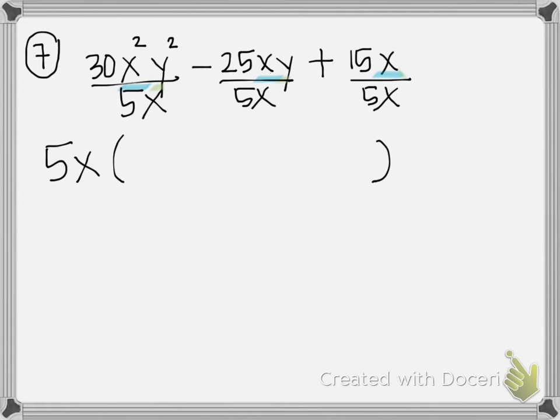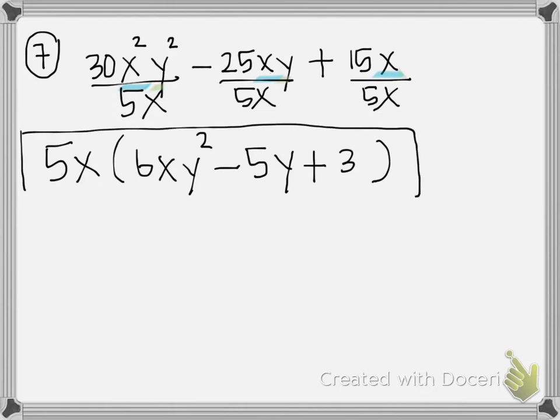So 5 goes into 30 how many times? 6. X squared over x will leave me with an x, y squared. 25 divided by 5 is a 5, and x over x, so it'll be 5y. And then 15 divided by 5 gives you 3, and x over x leaves you with x to the 0 power, which is just a 1.